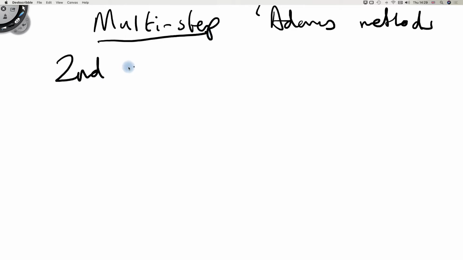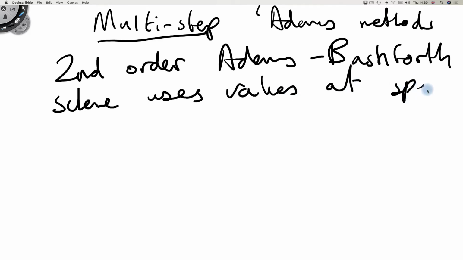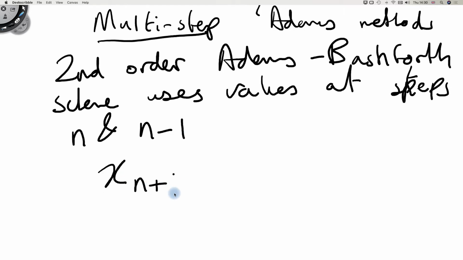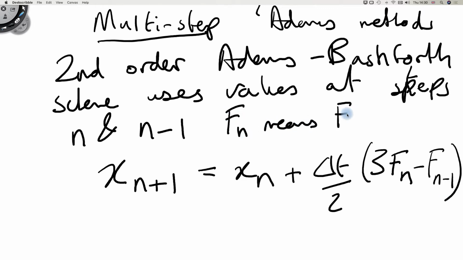So it turns out the second order Adams-Bashforth scheme uses values at steps n and n minus 1, and it looks like this. x_{n+1} equals x_n plus delta t on 2 times (3 f_n minus f_{n-1}). So f_n means f at step n, and f_{n-1} means f at step n minus 1.